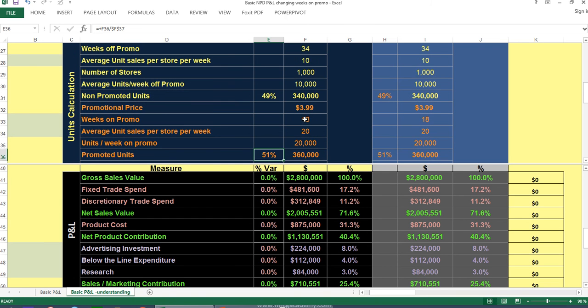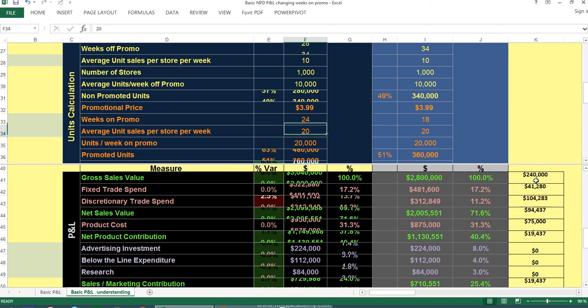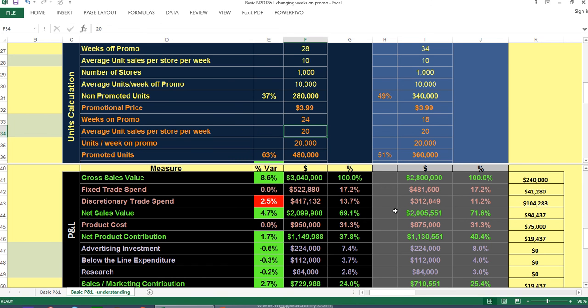So now the retailer is saying, look, I don't want to work with 18, I want to work with 26 or maybe 24. So let's go 24, for example. If the retailer has to promote 24 weeks, what happens then? The P&L immediately jumps. As you'll see, the gross sales value jumps 8.6% to $240,000. Discretionary trade spend also jumps. In percentage terms, it goes from 11.2 to 13.7. So now your trade spend percentage in your P&L has just gone up.